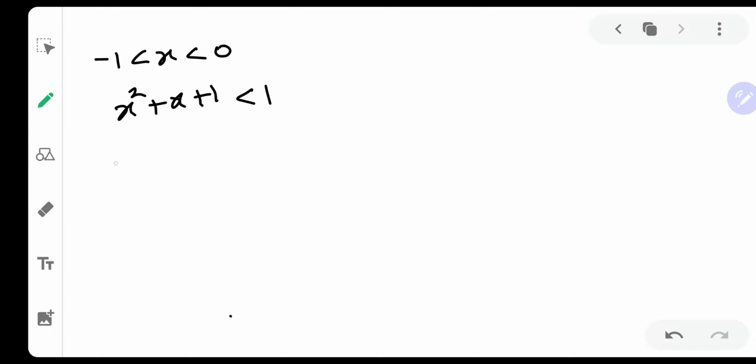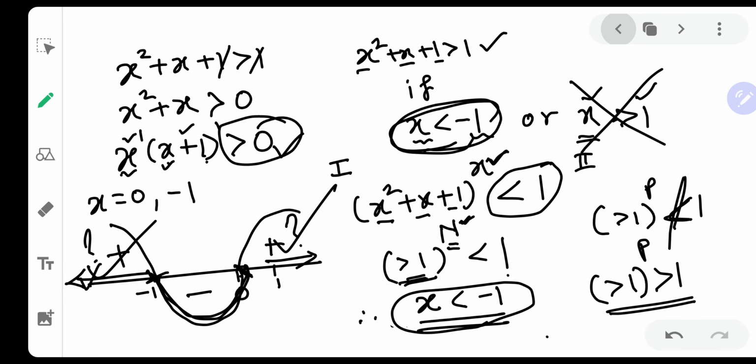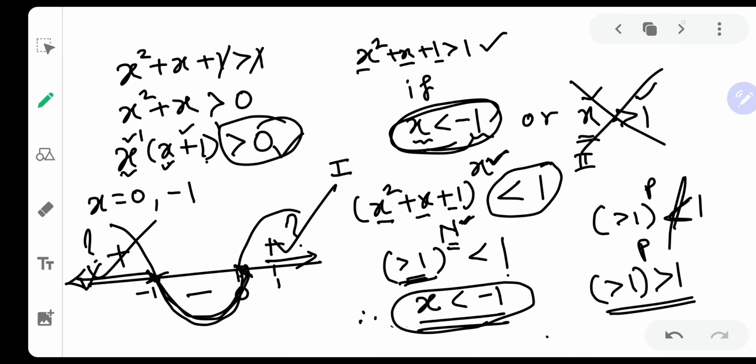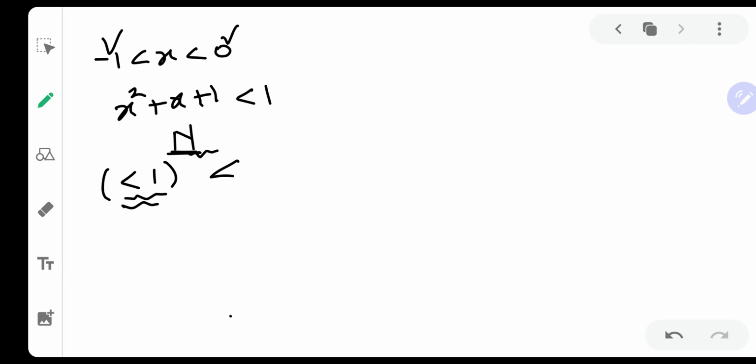Now moving ahead, the base value will be less than 1, but the power is from minus 1 to 0, all negative numbers. So a number lesser than 1 is provided a negative power. Let me check the property. A number lesser than 1 provided a negative power gives an answer greater than 1. But they wanted lesser than 1.